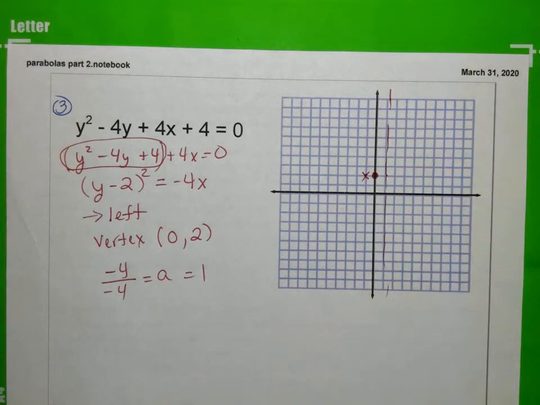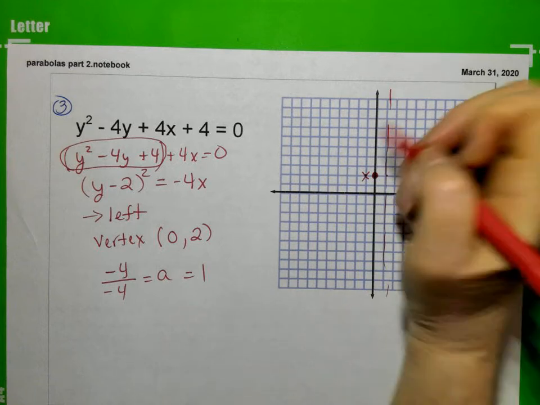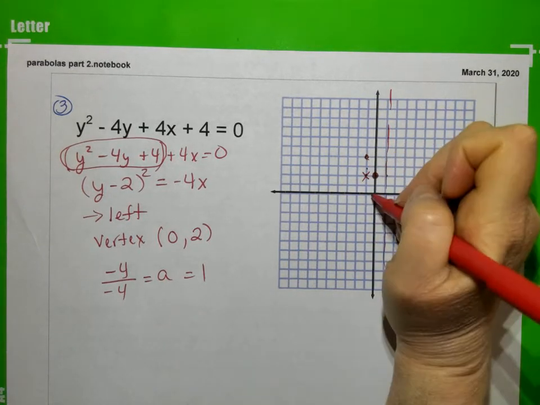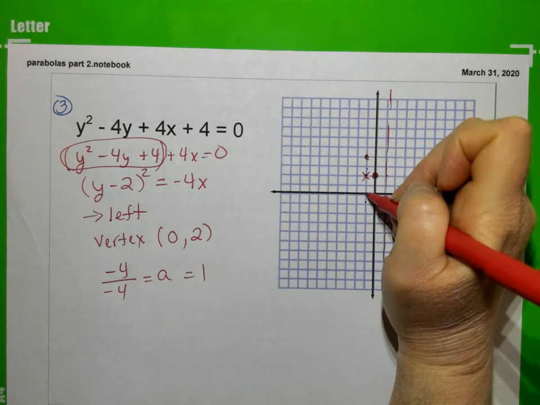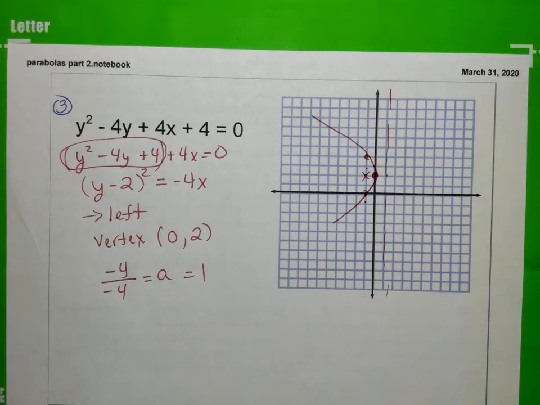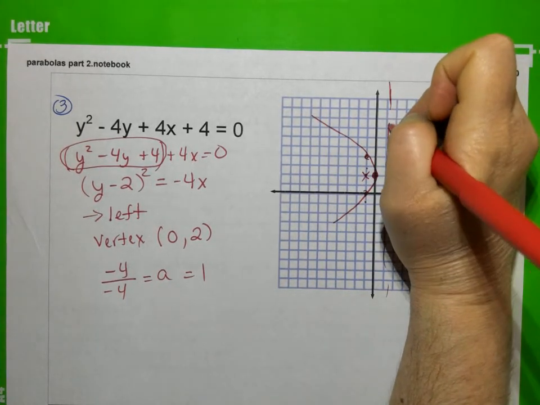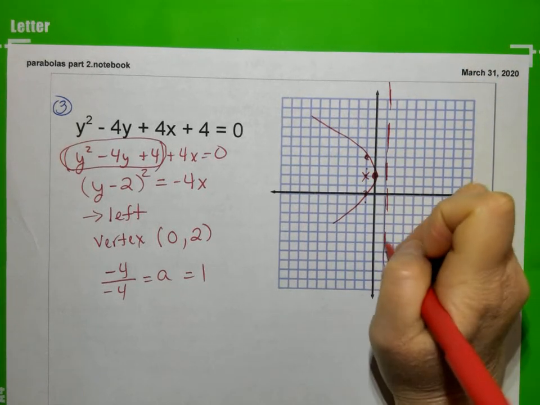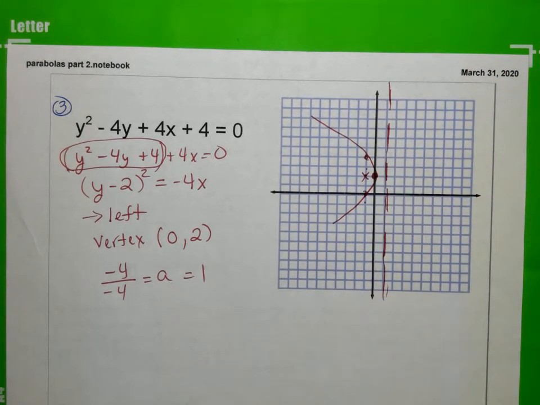Vertex, focus, directrix, all that way. I double that, make 2 out of it. I go up and down to get 1, 2, don't want to go too far. And here is my parabola. Again, my directrix is over here. Remember, the directrix always goes the opposite way, so it never, ever, ever will run into it.